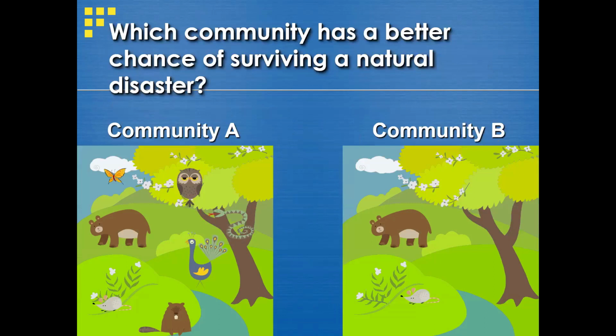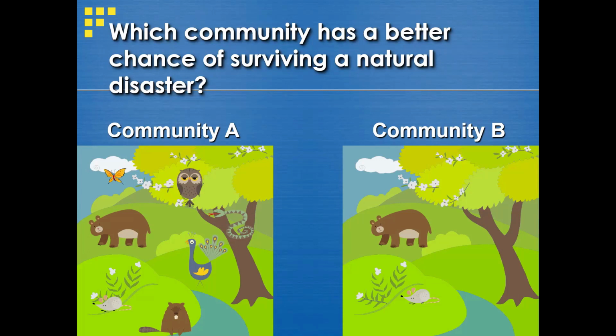So which community has a greater chance of surviving a natural disaster? Look at community A and look at community B. If you look at community A, the number of species in community A is far, far greater than that of organisms in community B. So the community that will have high chances of surviving a natural disaster is community A, because there are so many species there. So the more species in a particular environment, the more chances that some of the organisms will survive.